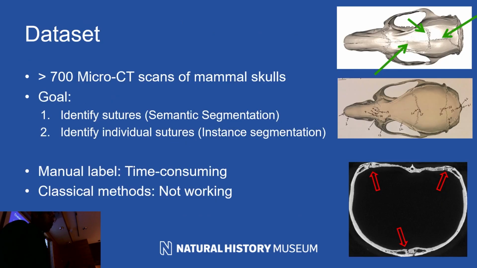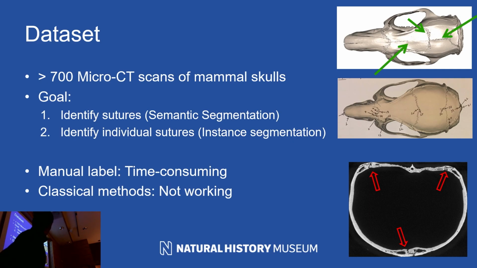And okay, so here's the data set we currently have. We have more than 700 CT scans of mammal skulls. And there are two stages of my project. First is just to identify all the sutures at once, which I think people introduced a lot yesterday, the semantic segmentation: are they suture or not, right?